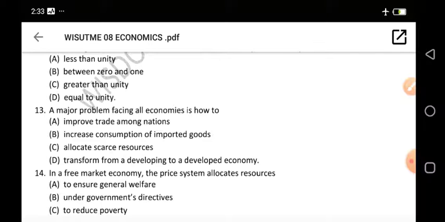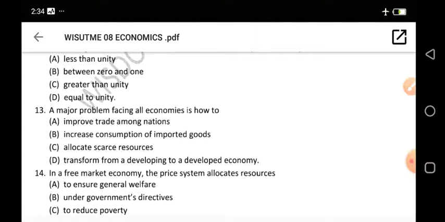A major problem facing all economies is how to... So now, looking at this, we all know the reason why we study economics. The main reason why we study economics is because of scarcity. If all that we want, we can have, there's no reason to study economics.